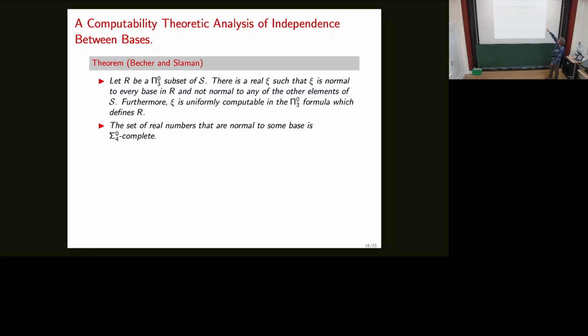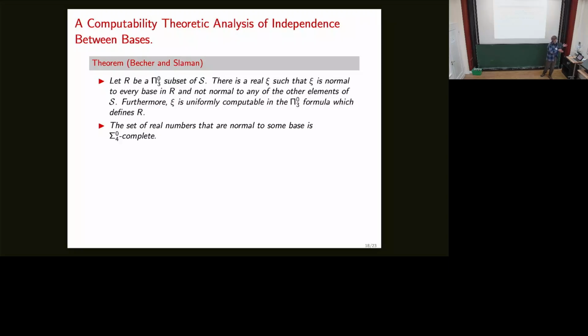With that kind of control, you can do something like this. Let R be a Pi03 subset of the bases. Then there's a real number C such that it's normal in every base in R, and not normal in any of the other elements of the set of bases. And furthermore, C is uniformly computable. So you have complete computational control. You can build C, and it's uniformly computable in the Pi03 formula that defines R.